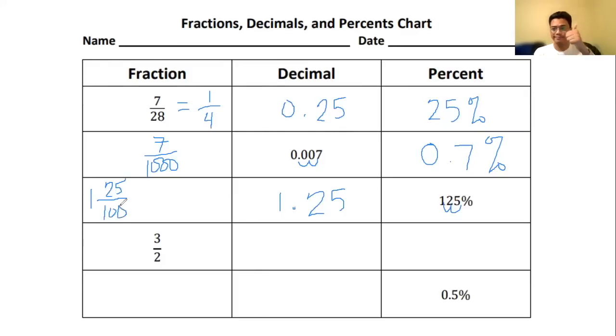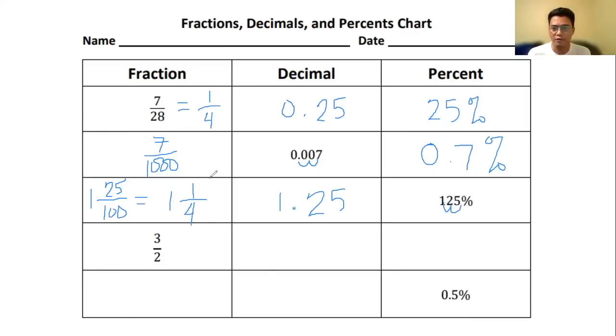Okay. Hope you can remember that. So if that's 25 over 100, you can still simplify this by dividing the numerator and the denominator by 25. So 25 divided by 25, that's 1. And 100 divided by 25, that's 4. So this 1 and 25 hundredths will be equal to 1 and 1/4. Okay.